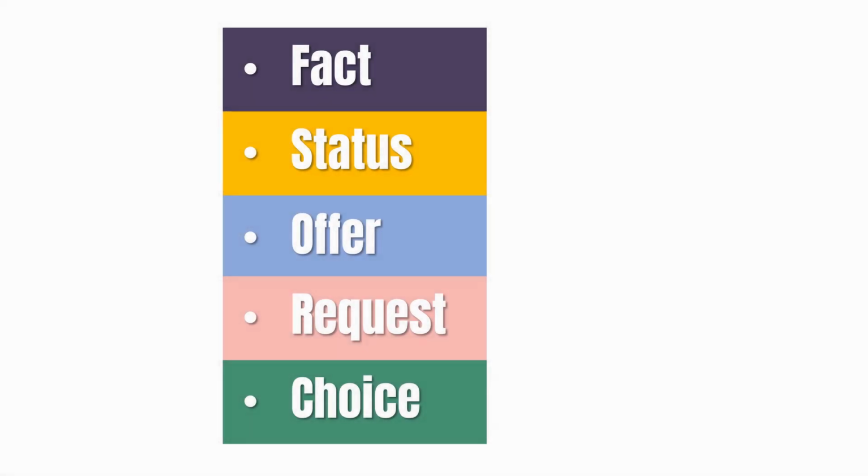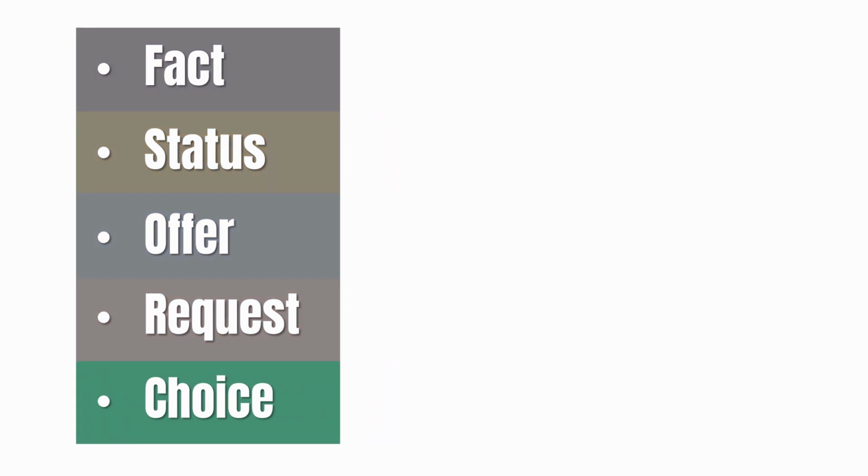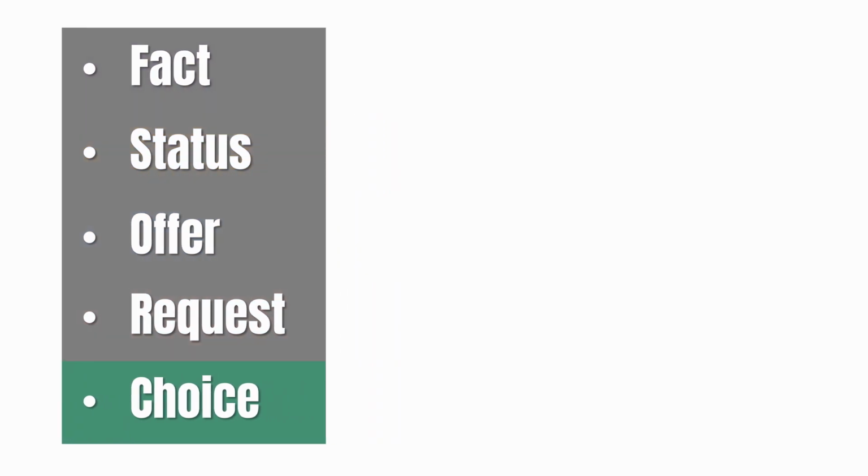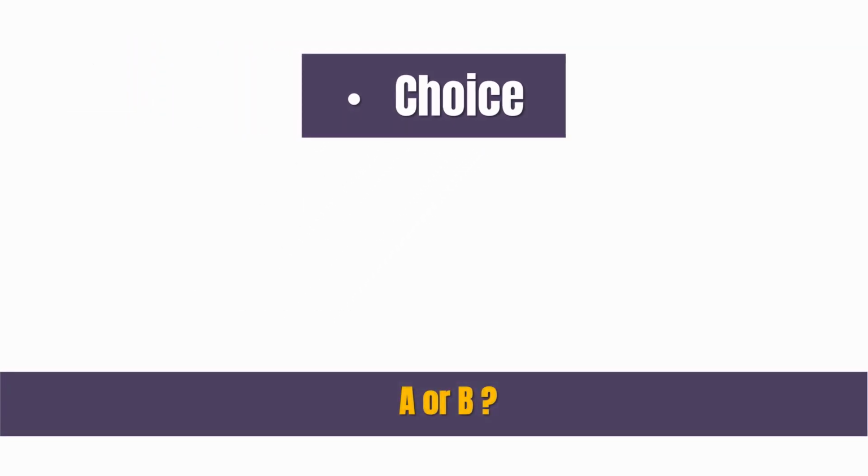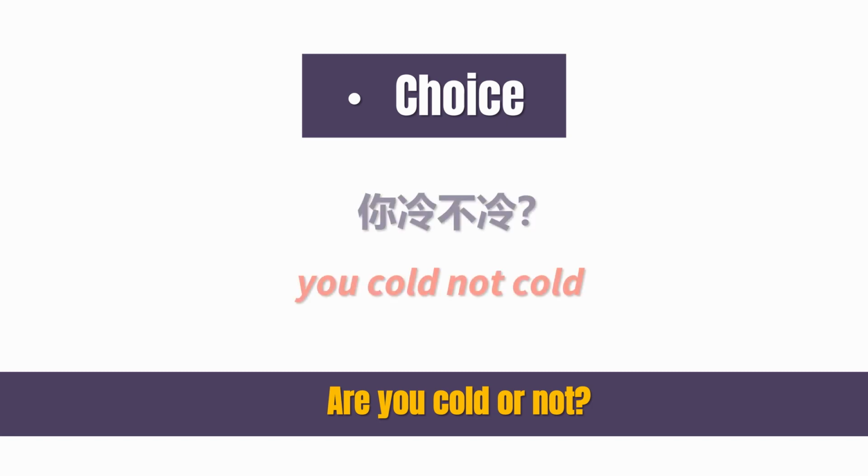And the last category is about questions of choices. There are many versions of how to ask a question of choices, and I'm just picking a typical one. Important here is that you recognize that this is about a choice. Is it A or is it B? For example, are you cold or not? 你冷不冷?